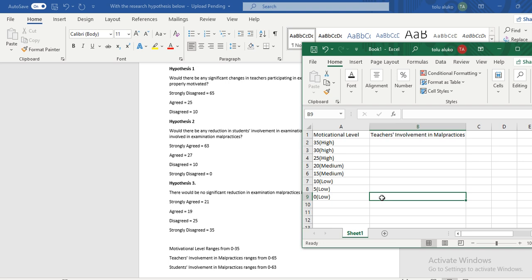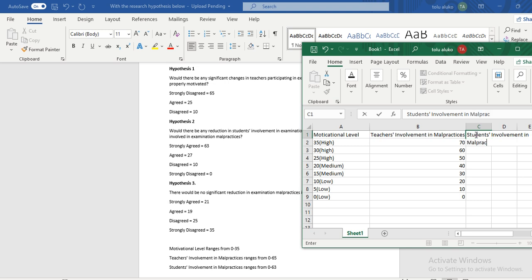Now let's do it this way. Let's start from the lowest, which could be, should we make it 0, 10, 20, 30, 40, 50, 60, 70. Then for the students involvement in malpractices. Okay.